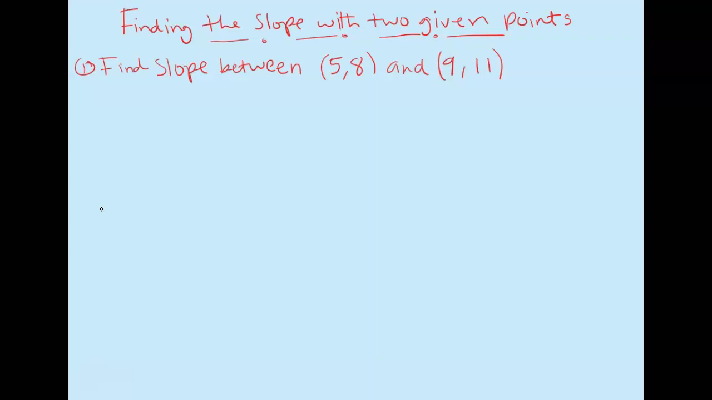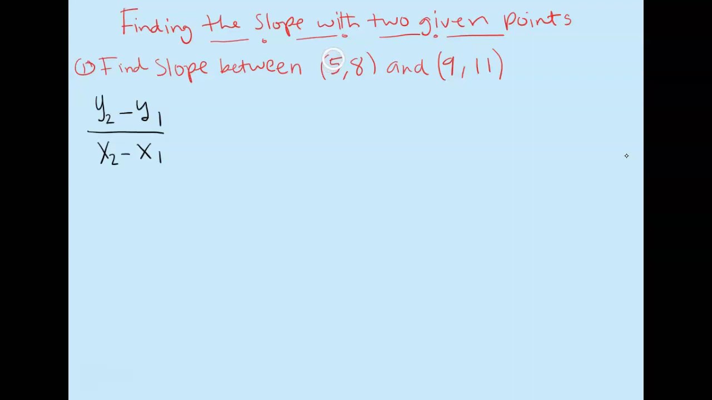Today we are going to find the slope of a line where you have been given the points (5, 8) and (9, 11). We are still using the modified rise over run. So here we are not going to use a graph, but we are using the formula: y2 minus y1 divided by x2 minus x1.